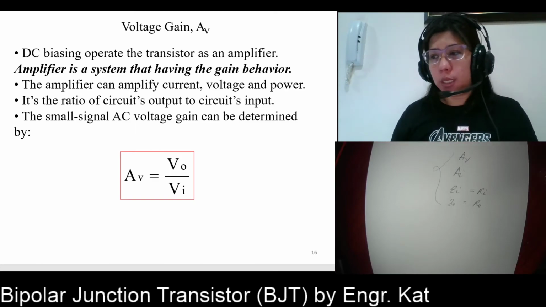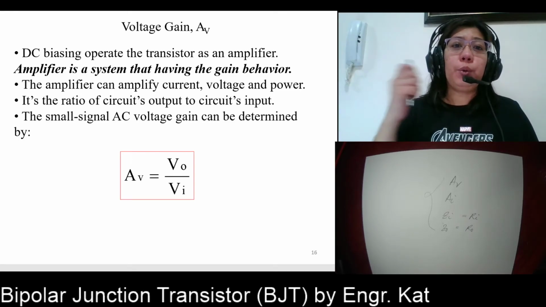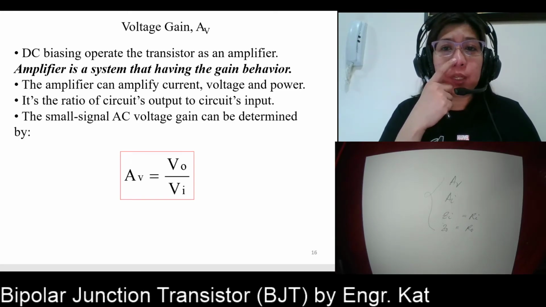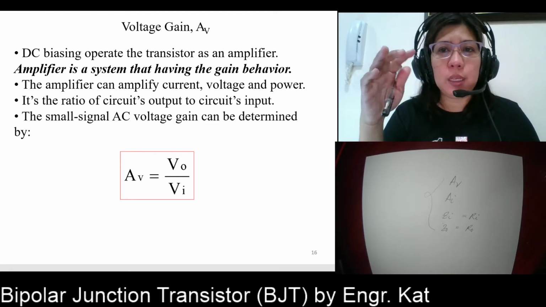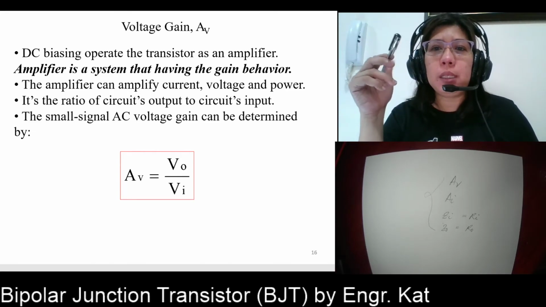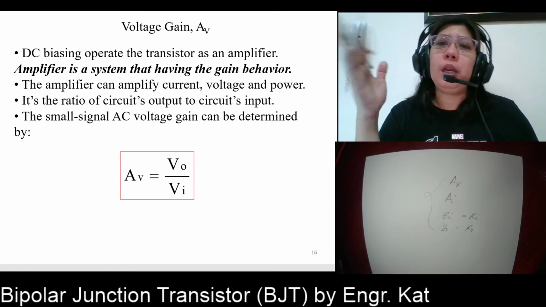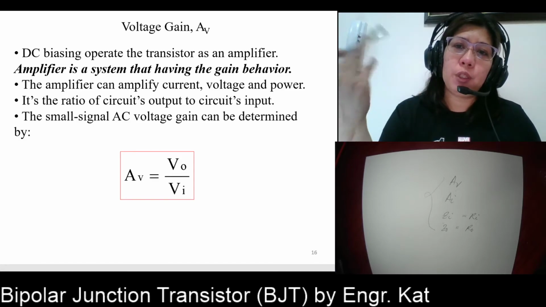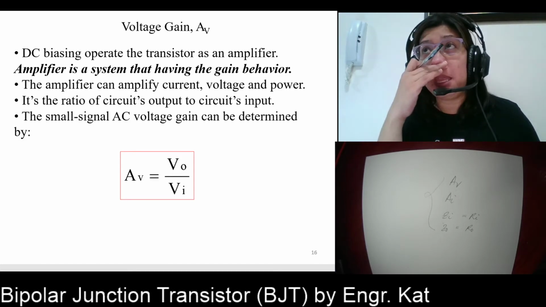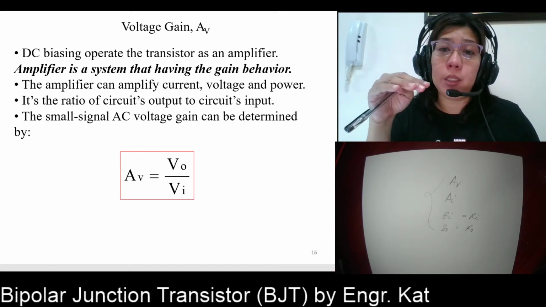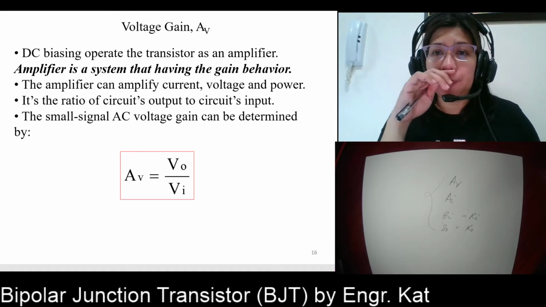So the voltage gain has a symbol of AV. DC biasing operates the transistor as an amplifier. An amplifier is a system that has gain behavior. What do we mean by gain behavior? Your output must be greater than your input, so it is said to have a gain. The opposite of a gain is an attenuator, or it attenuates. An attenuator is when your output is lower than your input.